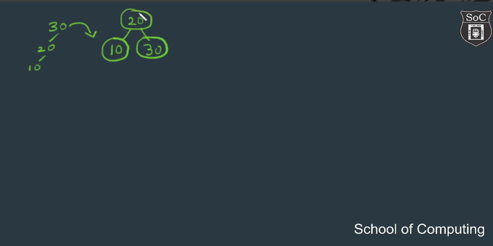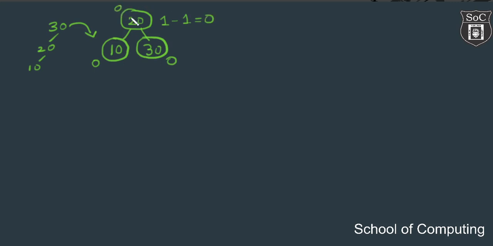Now again calculate the heights. 10 is a leaf node, so height at a leaf node is 0. 30 is also a leaf node, height at 30 is 0. 20 is the root node. You know very well the height calculation: left subtree minus right subtree. What is there on the left-hand side of 20? Only one edge. What is there on the right side of 20? Only one edge. 1 minus 1 is 0. So height at 20 is also 0.